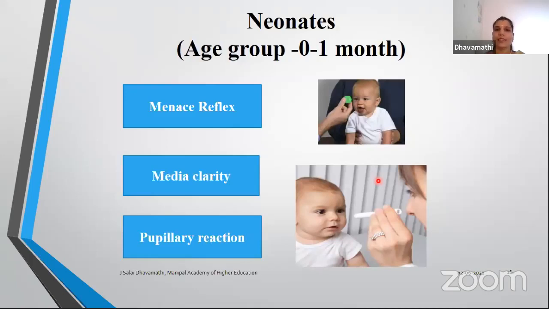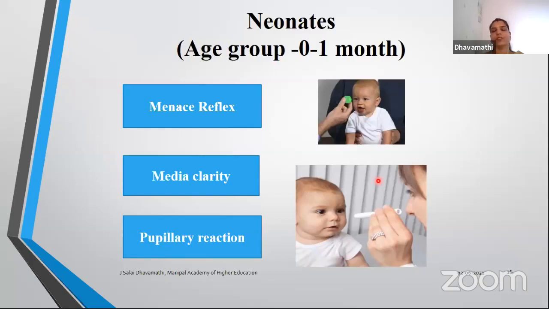The visual acuity assessment for a 0 to 1 month baby, like neonates: we do a Menace reflex test, media clarity test, and the pupillary reaction. So what is the Menace reflex test? Menace reflex is how the baby responds to an oncoming object, whether the child is blinking or turning the face when the object is in front of the baby. So that is the Menace reflex test.